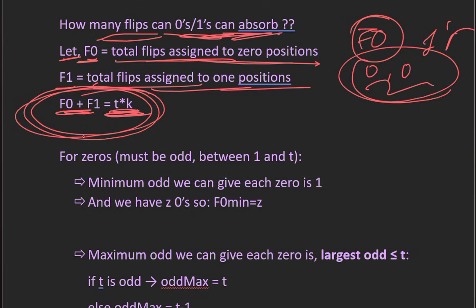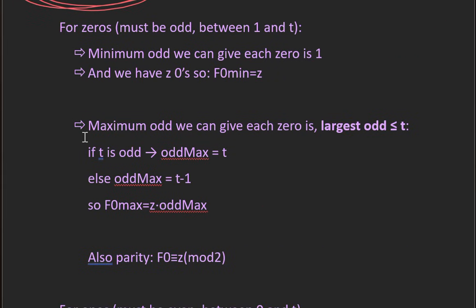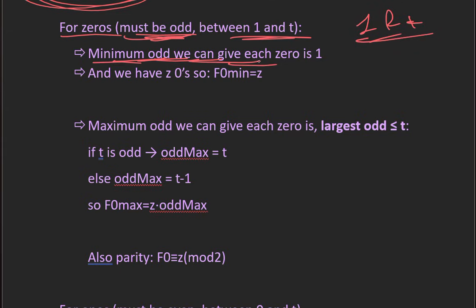And for zeros we have discussed that the number of flips must be odd, else it won't be converted to 1. So for zeros it must be odd and it must be between 1 and t, right? And so the minimum odd we can give to each zero is 1, right? Suppose we have a 0, so to convert it to 1, the minimum flips we require is 1.